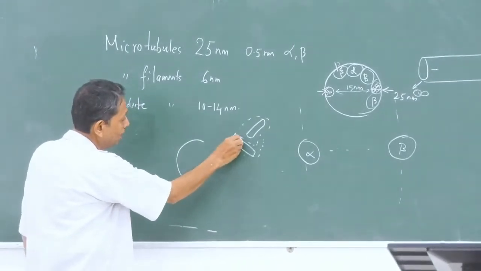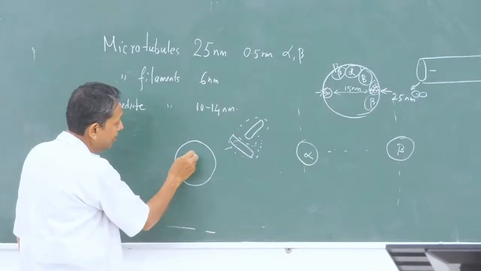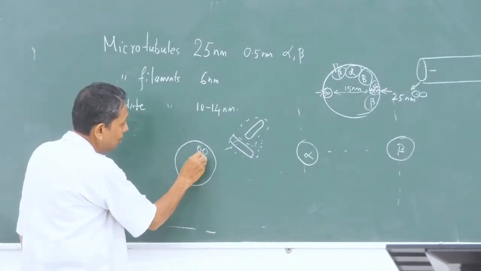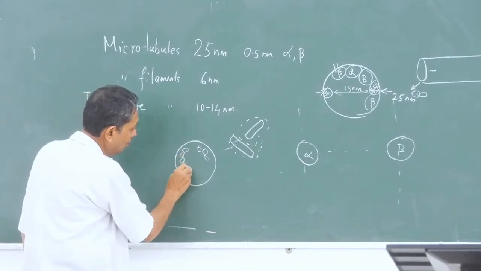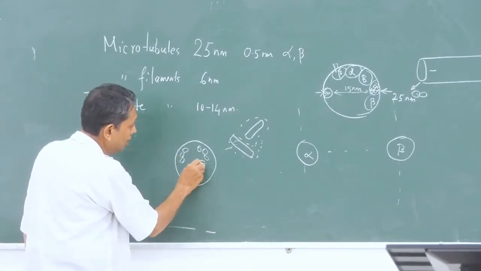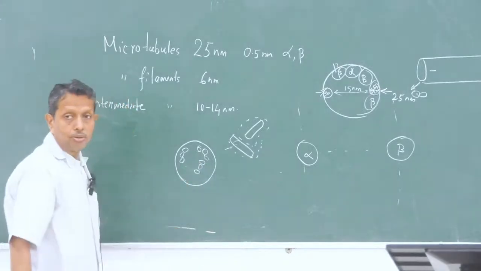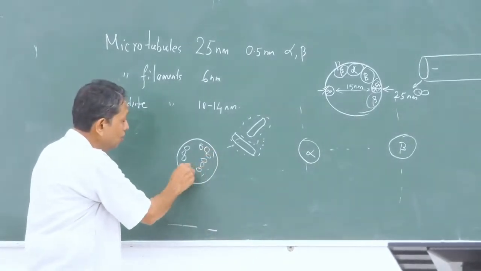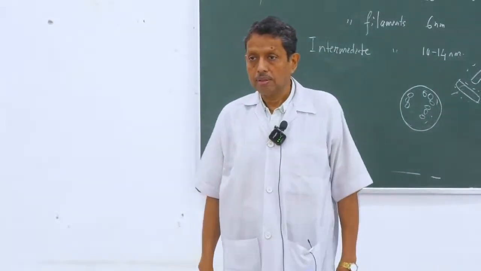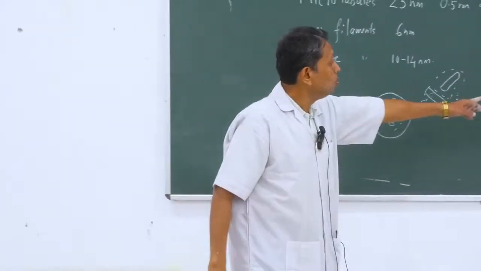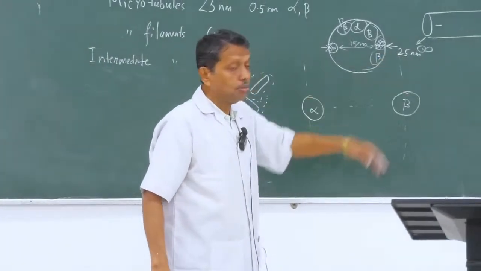In the case of the centriole, there is the lumen wall, and in this way there are 9 circumferential triplets, 1 to 9 circumferential triplets. And they produce these microtubules.